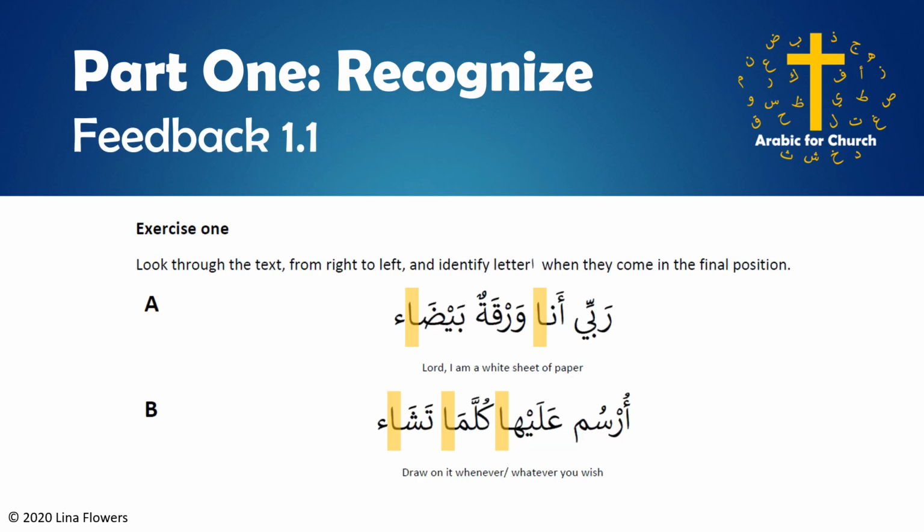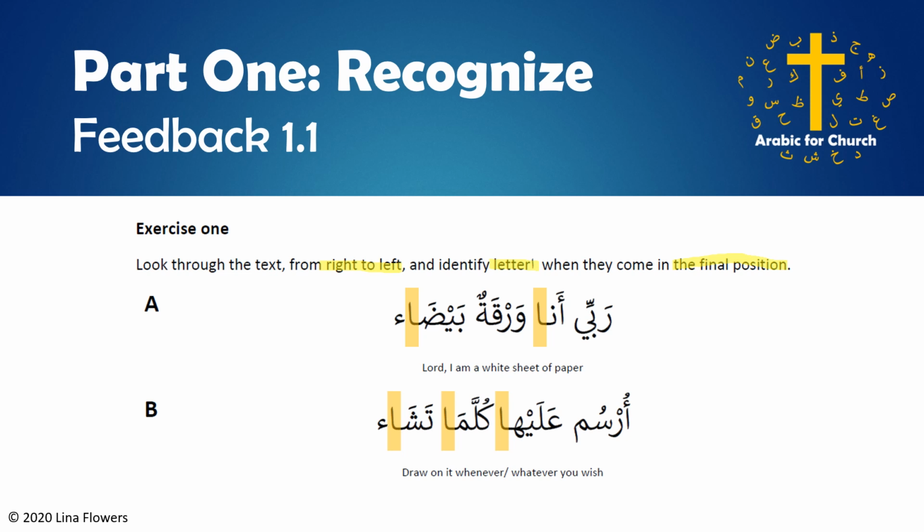Okay, let's start with exercise 1, and here the instructions say that we need to look through the text from right to left, which is the direction in which we read Arabic, and the letter we're looking for is letter Alif when it comes in the final position.